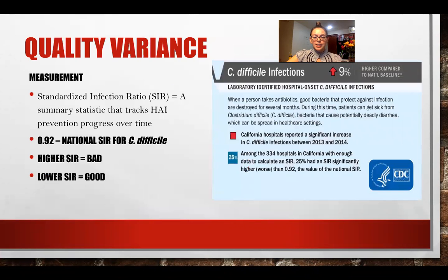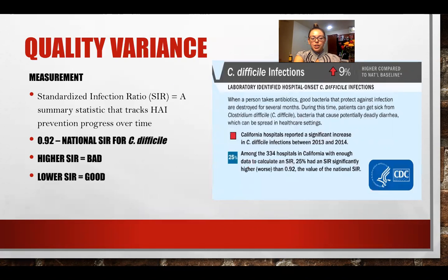For quality variance, like I mentioned before, the standardized infection ratio is a summary statistic that tracks healthcare-associated infection for the purpose of prevention and progress. Here's some information that I got from the CDC.